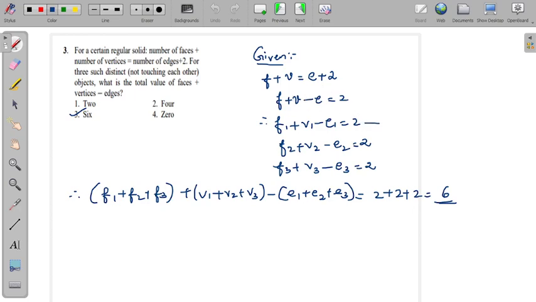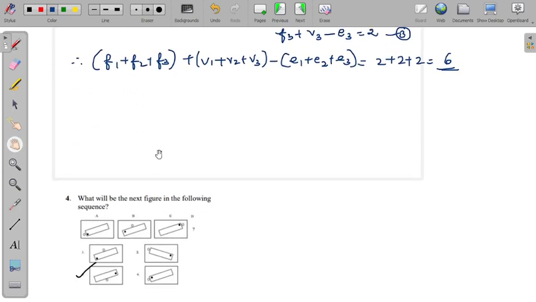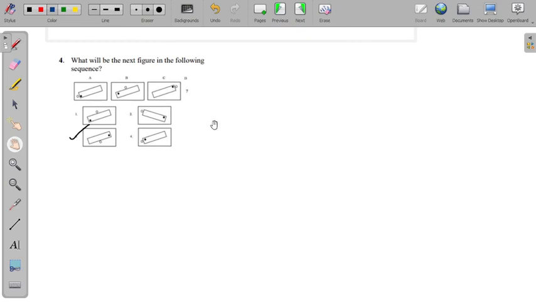Take these three different solids. Now add up all the values: F1 plus F2 plus F3, V1 plus V2 plus V3, minus E1 plus E2 plus E3, which is equal to 2 plus 2 plus 2, which will be equal to 6. That's all. Fourth question, you have to look at the pattern.